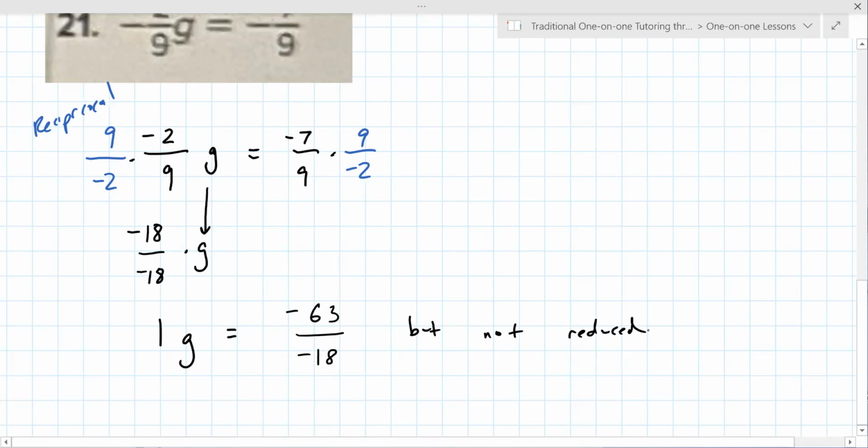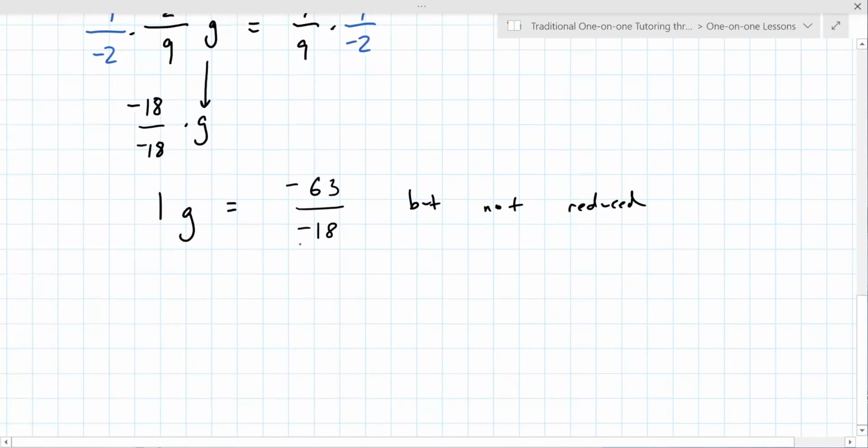Okay, so first thing is the negatives cancel. So g equals 63 over 18. Now you have to find numbers that go into both.